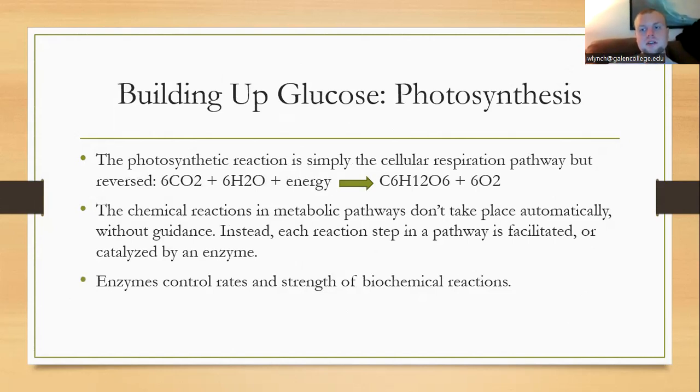Plants are going to be unique in that they're able to build up glucose by using photosynthetic reactions. So the photosynthetic reaction is going to be the cellular respiration pathway, but reversed. Here we are going to take the carbon dioxide from the atmosphere, combine it with water and energy, and form glucose from that. So we get the reverse reaction. Instead of having glucose and oxygen as the reactants, here we have them as the products.